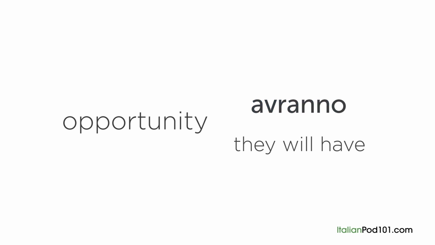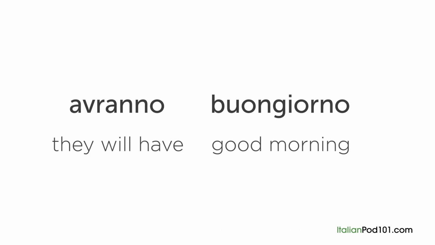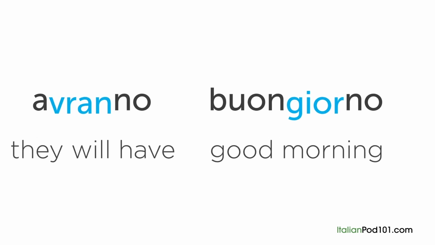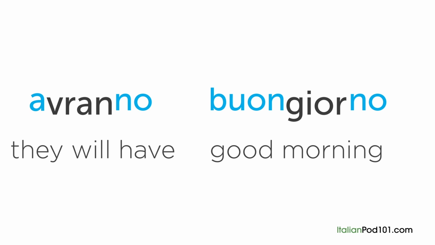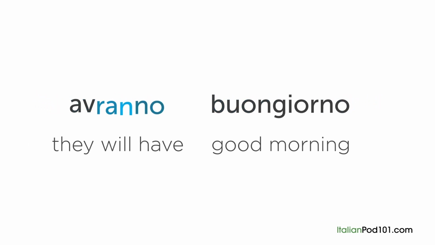Avranno. Even though Italian is not a stress-timed language, individual words still have primary stress. In most Italian words, the stress falls on the second to last syllable, so you'll need to pronounce this a tiny bit longer and louder than the other syllables, but not by much. Avranno, buongiorno. Apart from the stressed syllable, all other syllables are pronounced for roughly an equal amount of time.